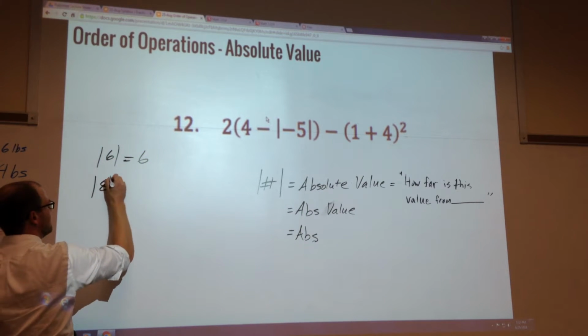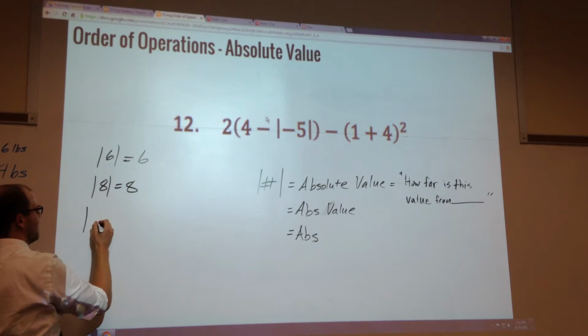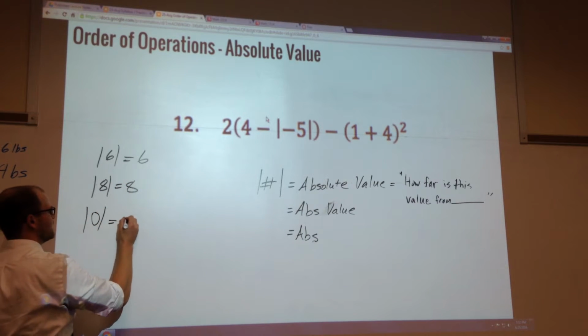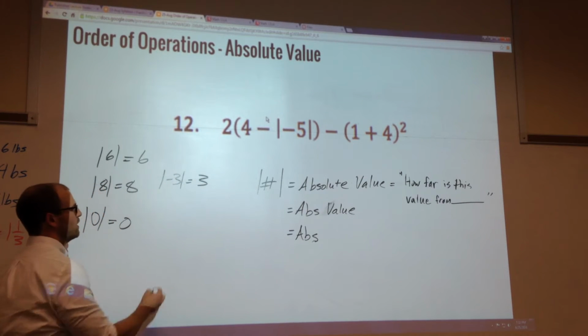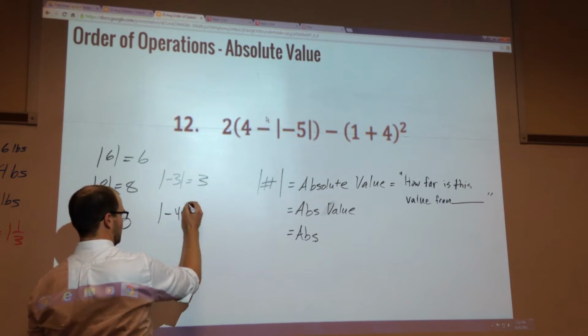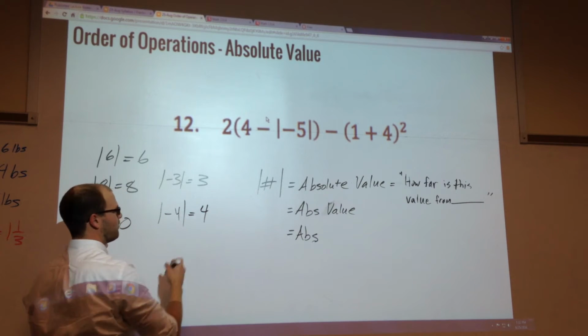Absolute value of 8 is 8. Absolute value of 0 is 0. Absolute value of -3 is 3. Absolute value of -4, it's really ugly, 4, is a 4.